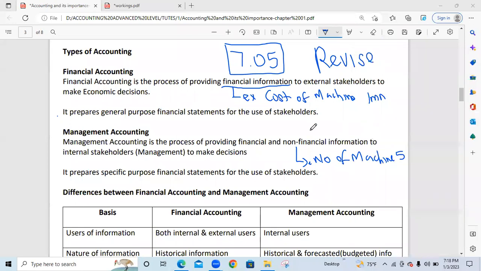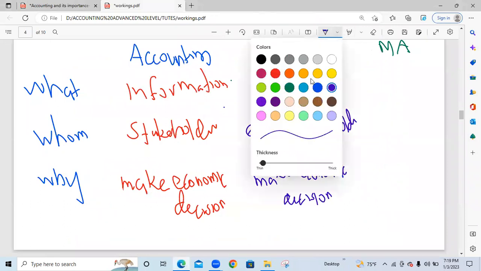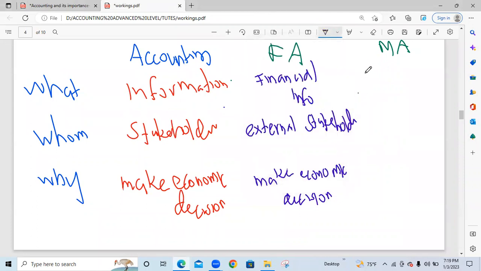As I was saying, managers are people inside the organization. If you give these internal people only financial information, it's not enough. They need all types of information to make decisions. So you will give both financial and non-financial information. Management accounting information is only for internal stakeholders. What type of information will you provide? Financial and non-financial, both.